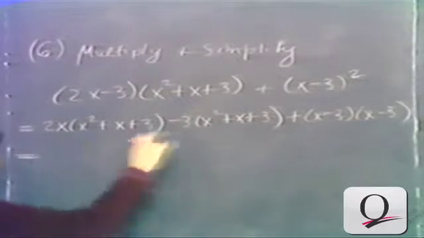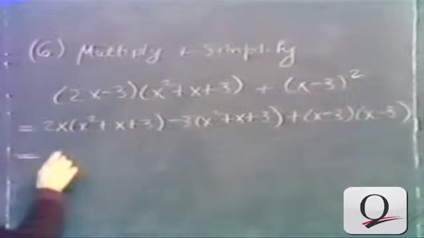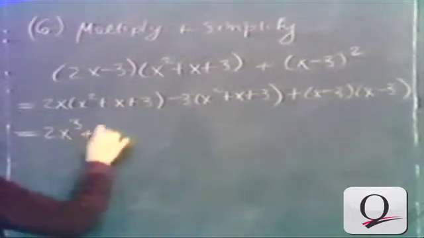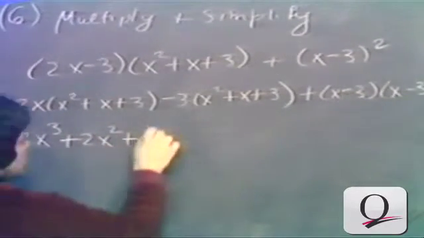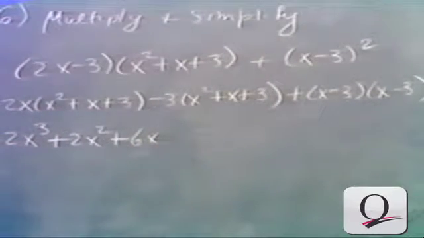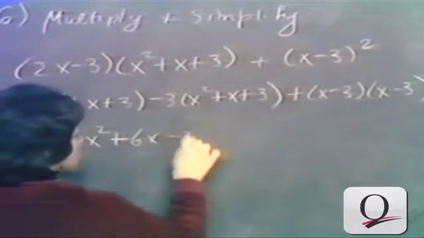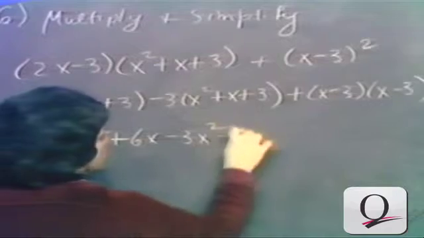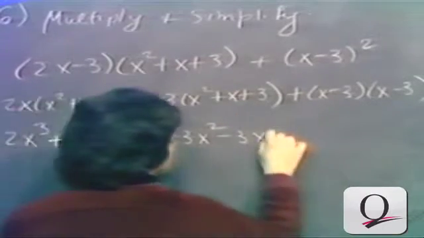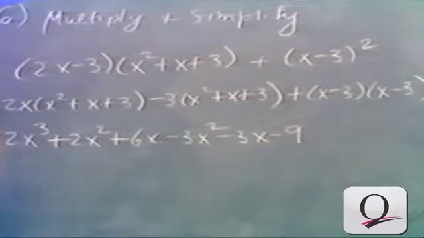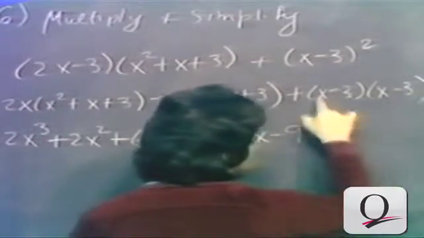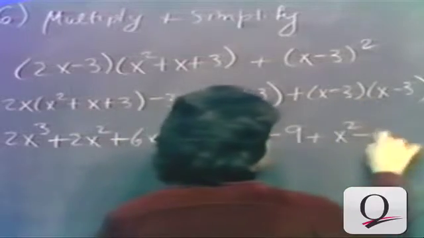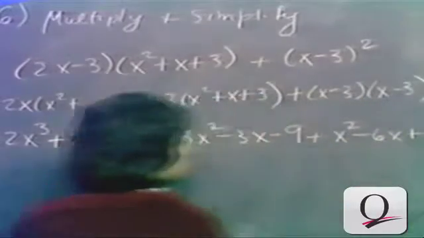Now let's use the distributive law again. 2x is sent through the parentheses here. 2x times x squared, 2x cubed. 2x times x is 2x squared. 2x times 3, that's 6x. Now minus 3 times x squared, minus 3 times x, minus 3 times 3. Plus, using FOIL, x squared minus 3x minus 3x plus 9.